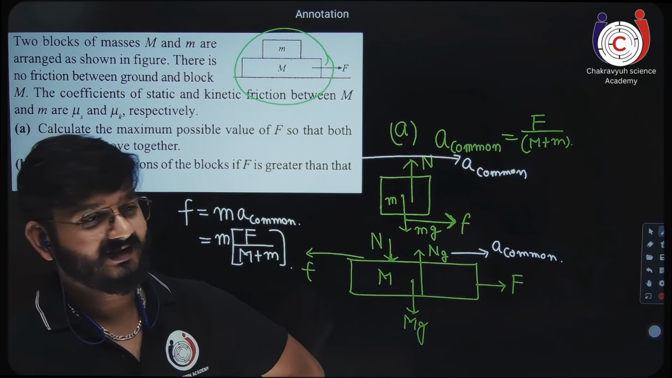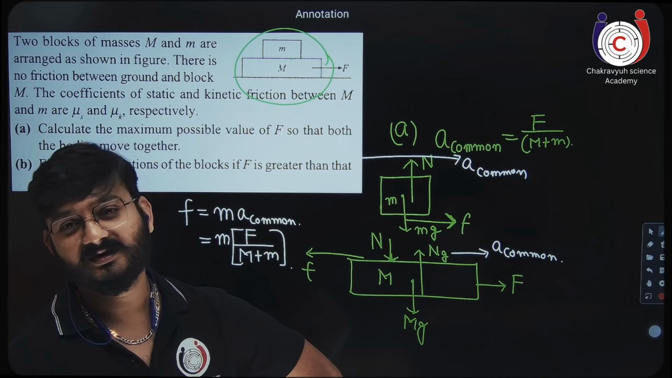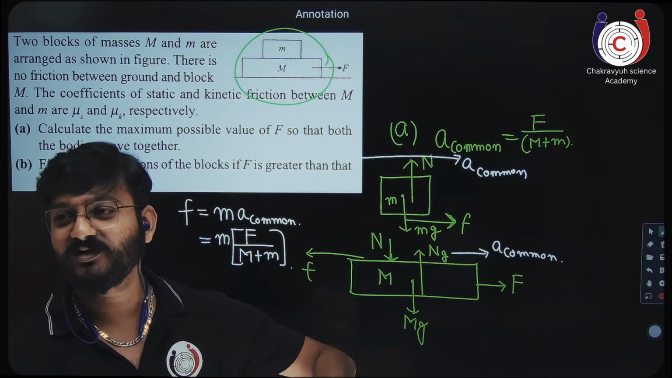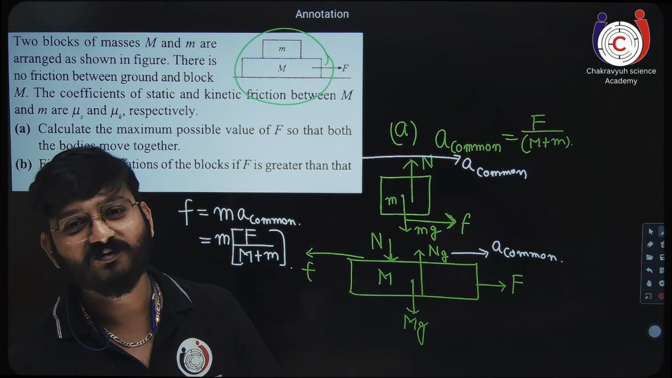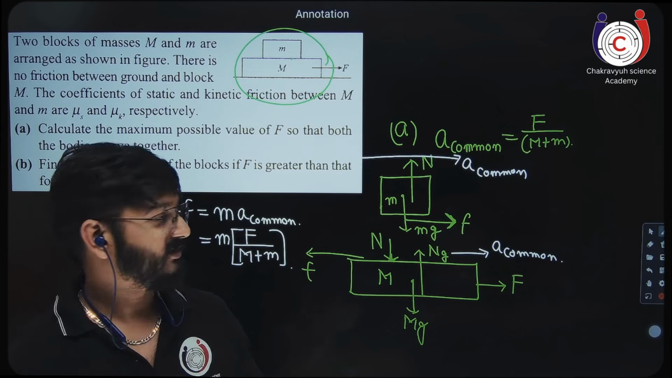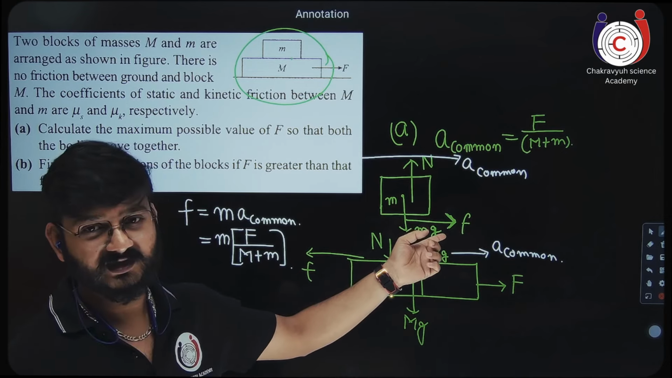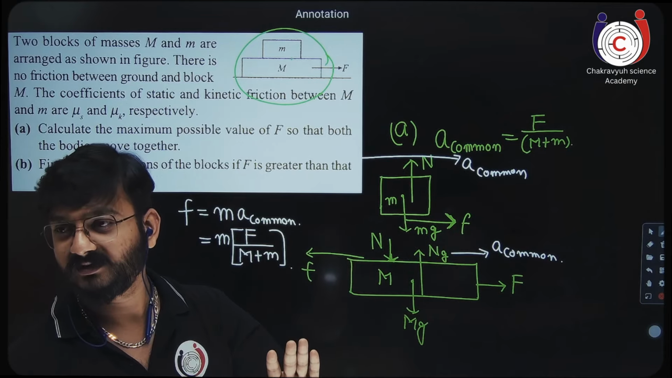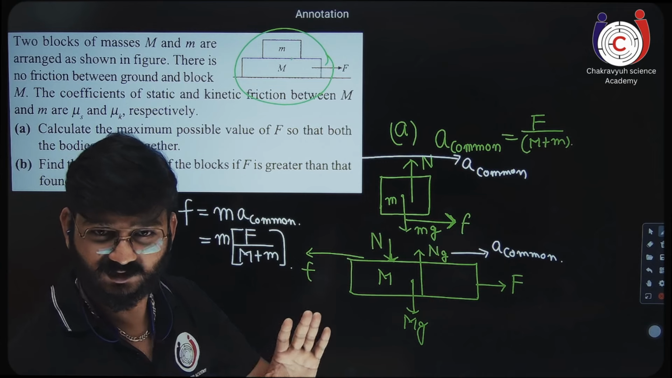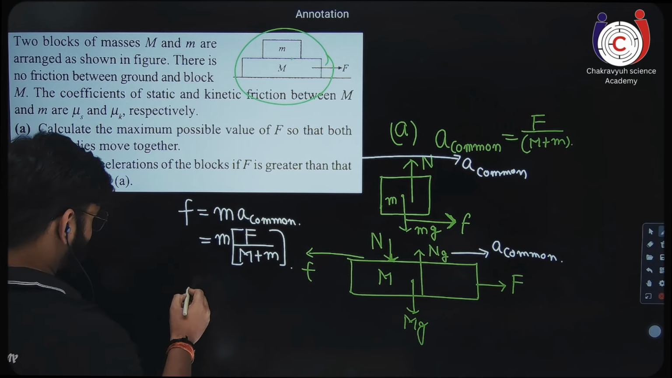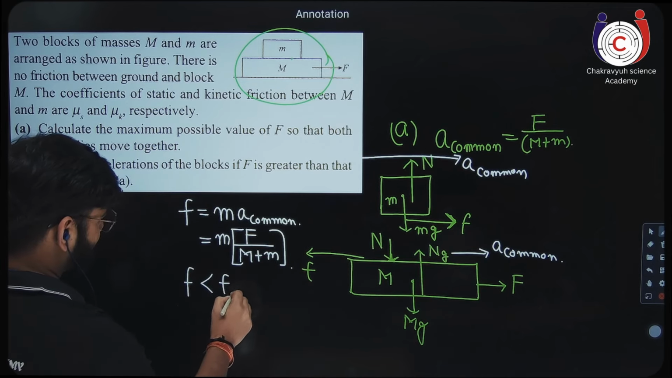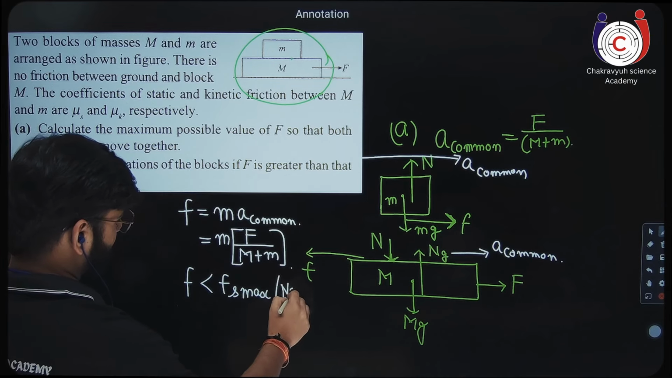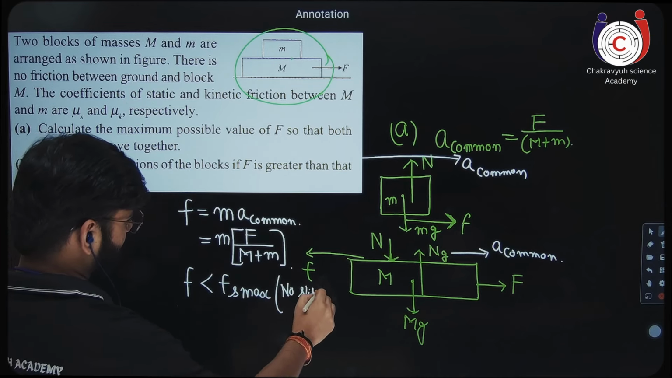Less than. Why will it be greater? If you apply a force which is greater than Fs max, it means you are breaking the barrier. You can move. Okay? So this friction, if it is less than Fs max, then only it will not move, right? So F is less than Fs max. Okay? No slipping.